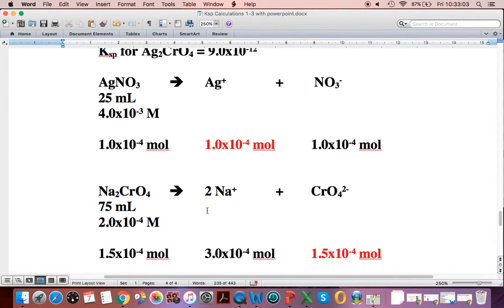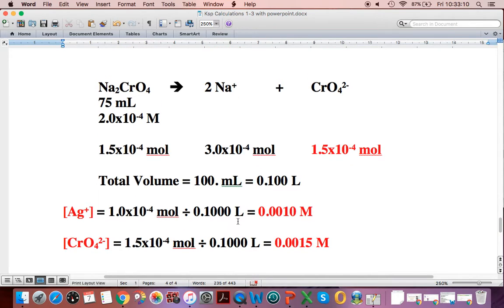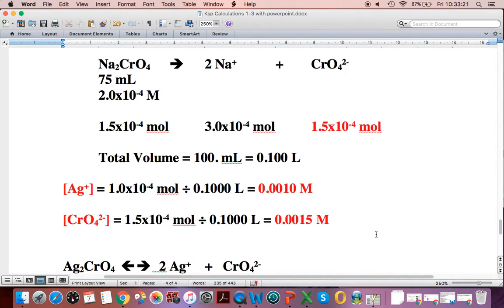25 and 75 is 100. So we have 100 milliliters, 0.1 liters. That's what we're going to divide by. So we now have our concentration of silver ions and we have our concentration of chromate ions. Again, that's the nitty-gritty, that's the hard work. Now we're into the easy stuff.